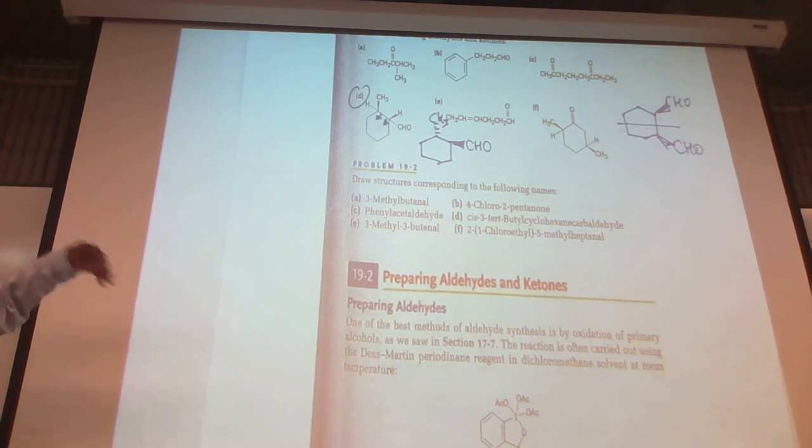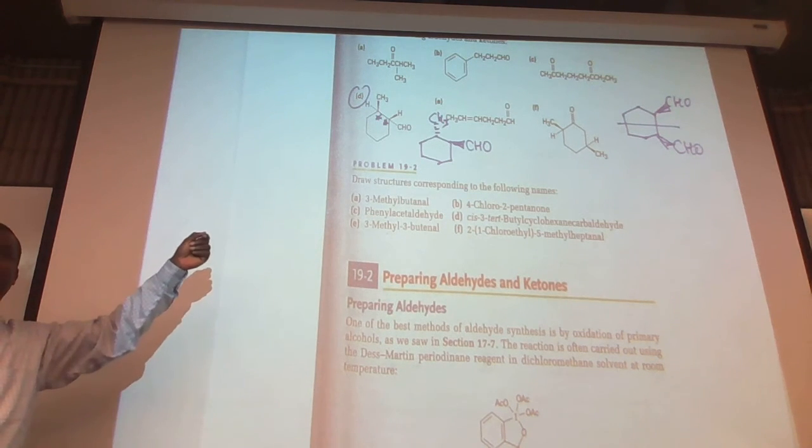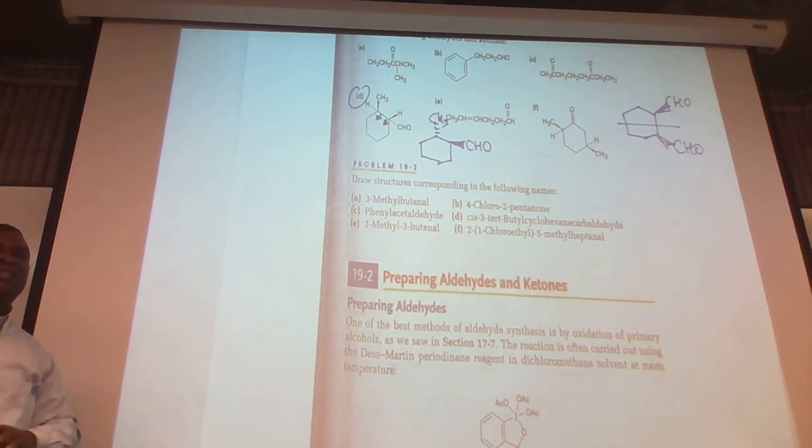When you see a structure, you recognize a chiral center, you have to show the stereochemistry. If there's a plane of symmetry, fine. Make sense?